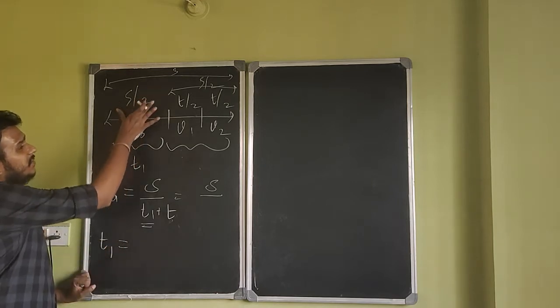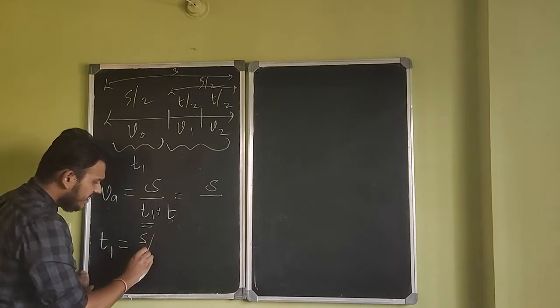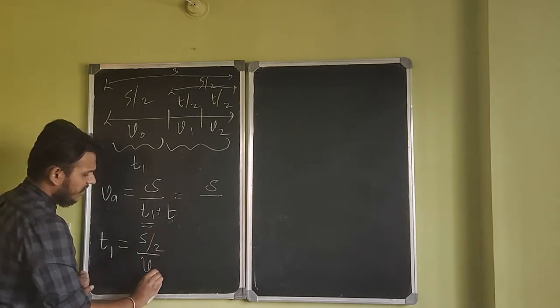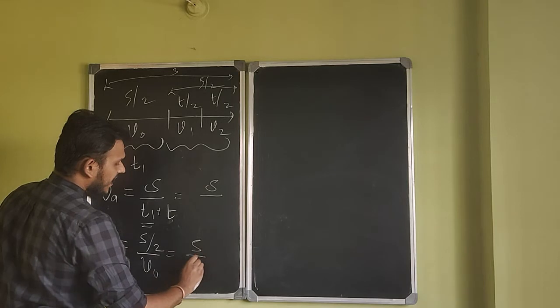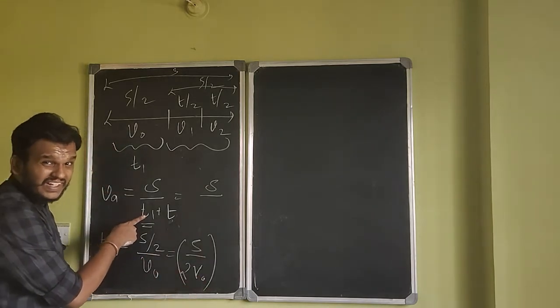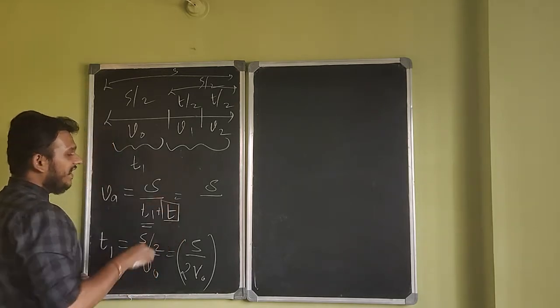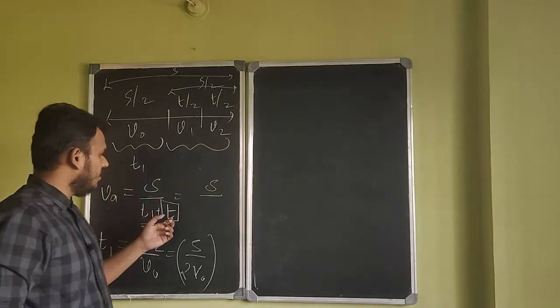Is this displacement by this velocity. So t1 I can simply write as s by 2 v0. So t1 basically is s by 2 v0. I can use this in place of t1 if I need it, and soon I'm going to do that. But what is more important is to get the value of t here. Let's try to get the value of t.